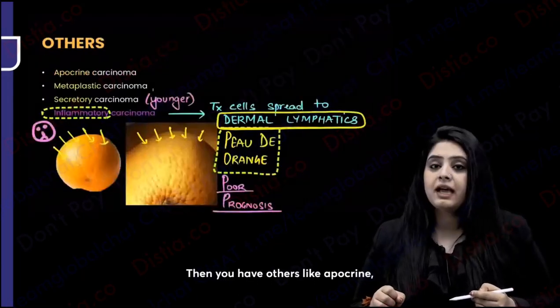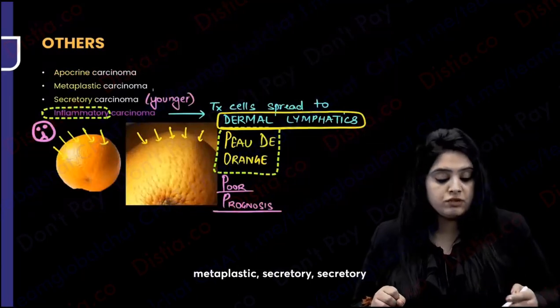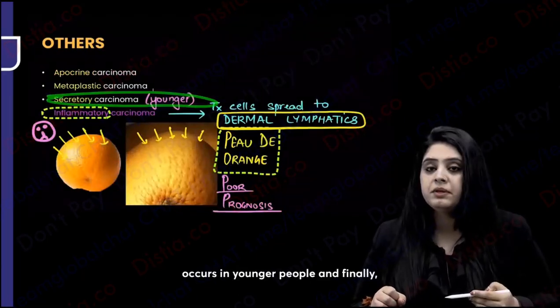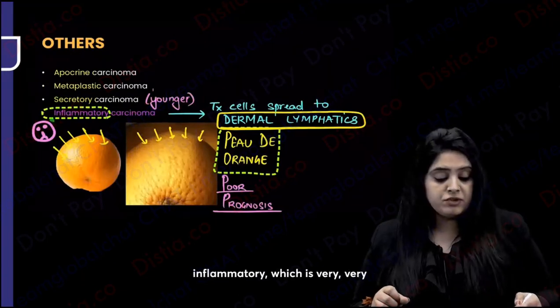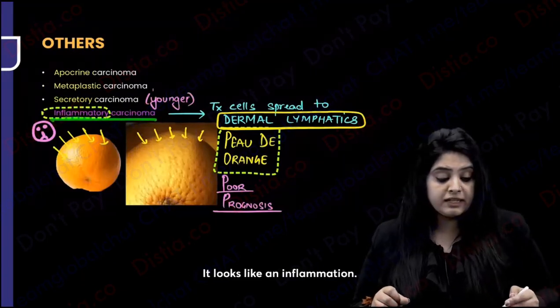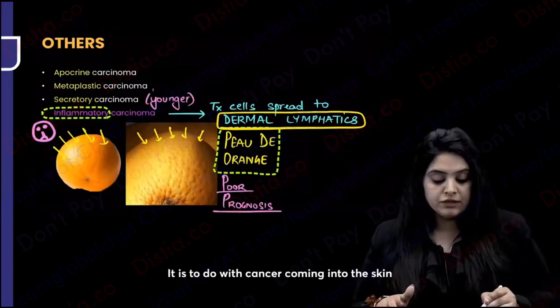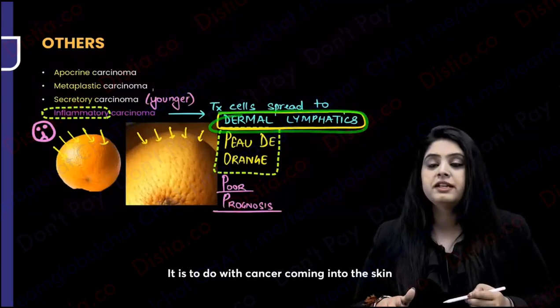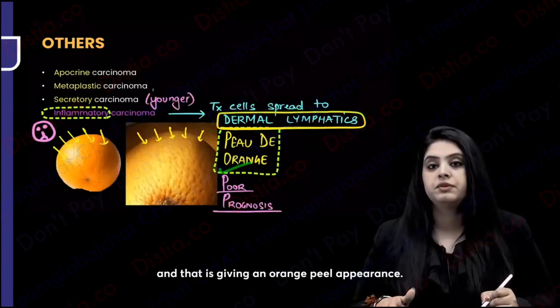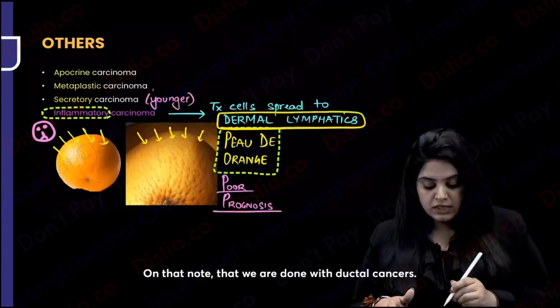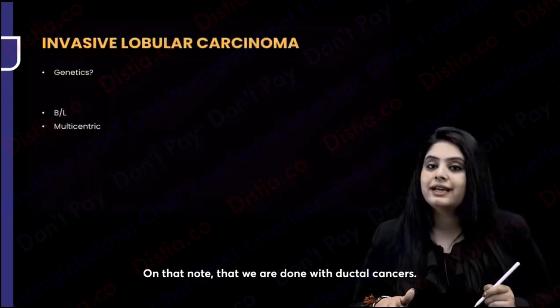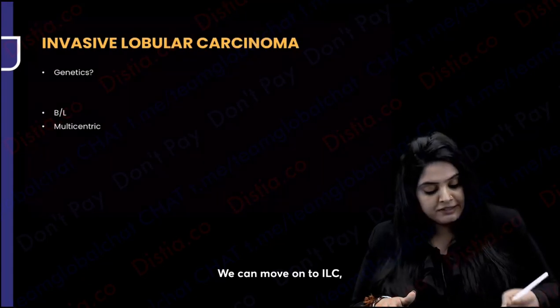Then you have others like apocrine, metaplastic, secretory. Secretory occurs in younger people. And finally, inflammatory, which is very, very bad. It looks like an inflammation. The skin might look like an inflammation, but it's not. It has to do with cancer coming into the skin, and that is giving an orange peel appearance. On that note, we are done with ductal cancers, and we can move on to ILC.